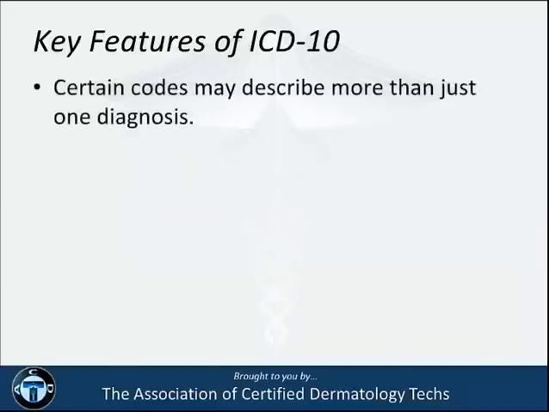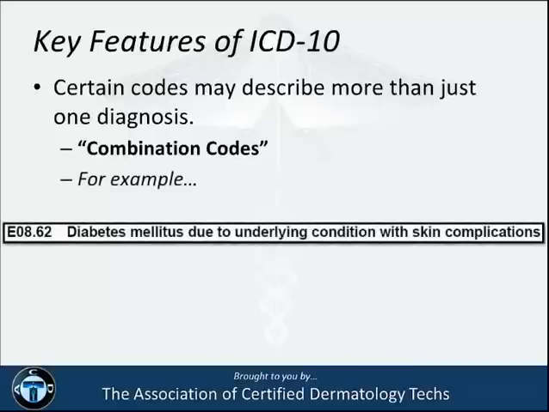On the contrary, we'll also find that certain codes in ICD-10 will actually represent more than one diagnosis. These are called combination codes. They aren't very common, especially when it comes to dermatology-related codes. When they are seen, it's usually with respect to complication-prone systemic conditions such as diabetes. For example, here we see that code E08.62 includes the description for both diabetes as well as skin complications resulting from the diabetes.